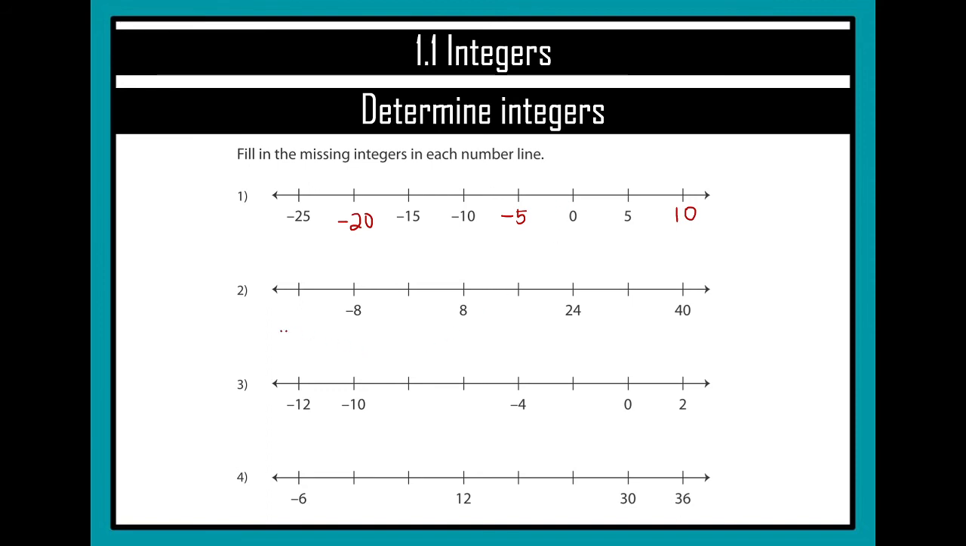Alright, we don't have 0 all the time. But if you see that on one side the numbers are negative and the other side positive, then for sure there's a 0 here.